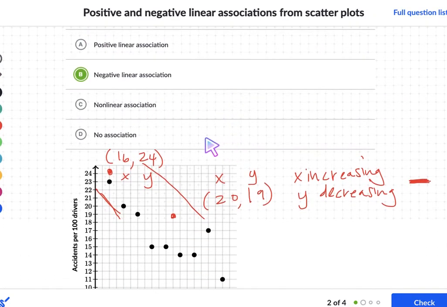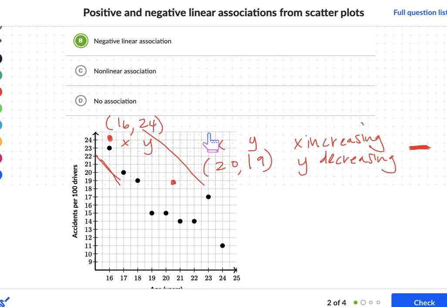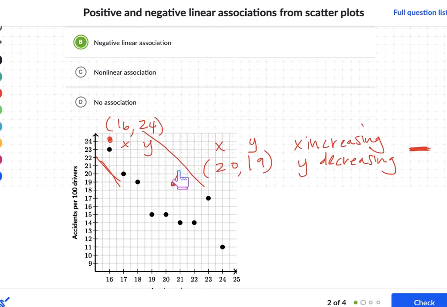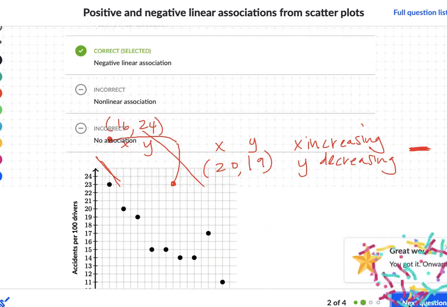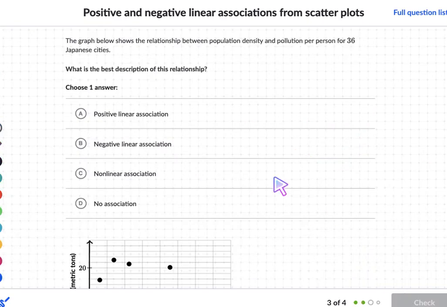So it's also like slope, if you want to think about it that way. It's a negative slope. So you could have used a rise that's positive and a run that's negative going to the left. It's not nonlinear because it does create somewhat of a line, and it is clearly not a strong association as well. It's getting close to it though. It's pretty loose. Okay, so that's your positive and negative linear associations.